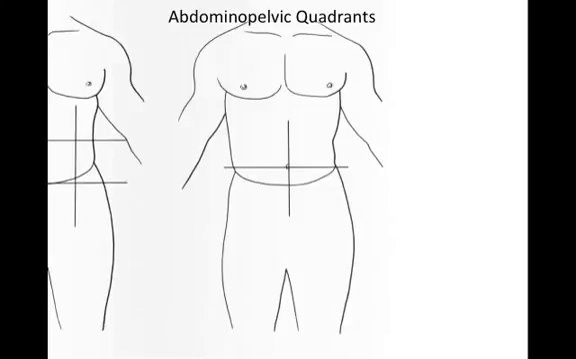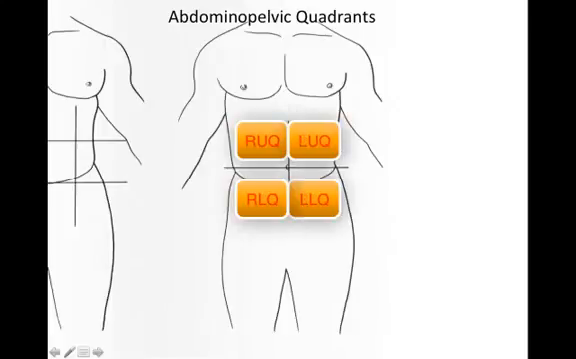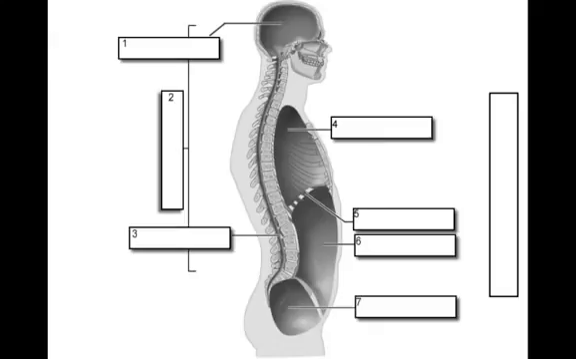Now a simple, more general division of the abdominal pelvic regions are the abdominal pelvic quadrants. These are more often used by emergency care providers to very quickly designate where an ailment or an injury might be. And these are simple. Here we have the right upper quadrant and the right lower quadrant. Over here, the left upper quadrant and the left lower quadrant. It's as simple as that.